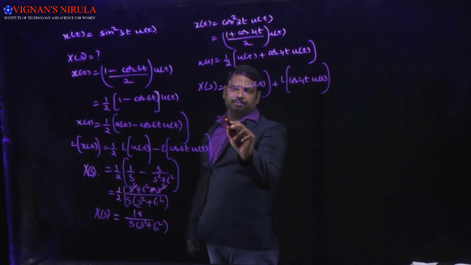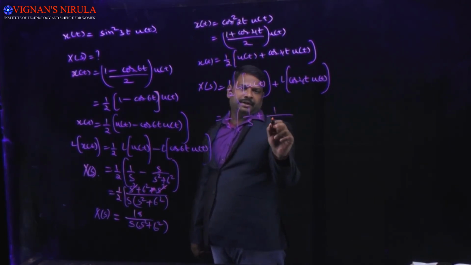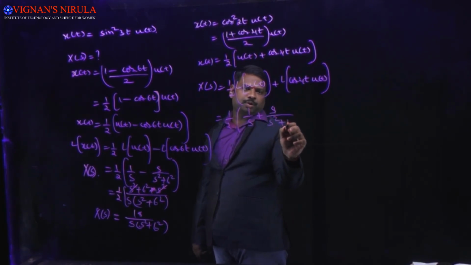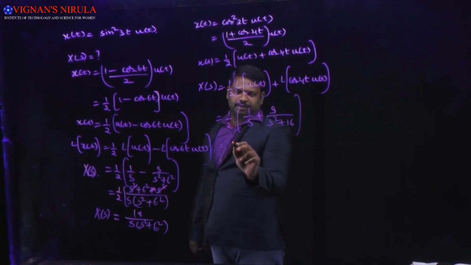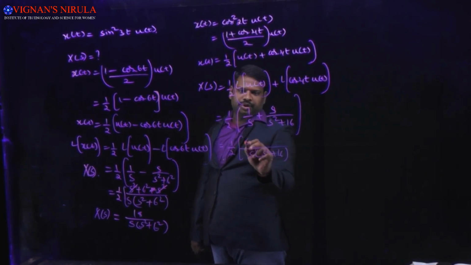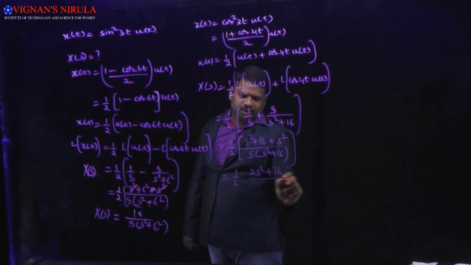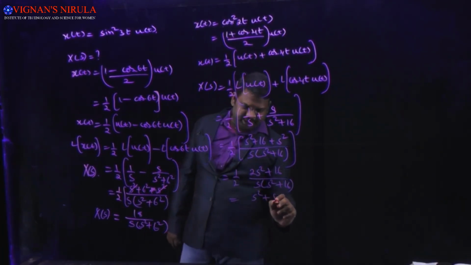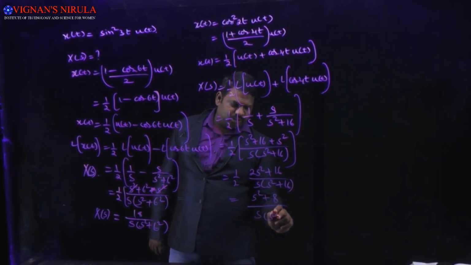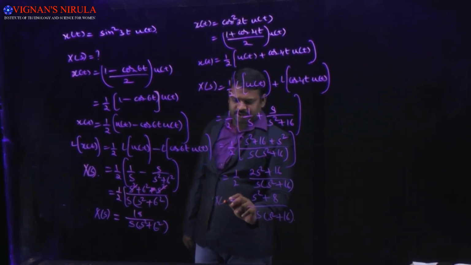Therefore, when we write the Laplace transforms, it is 1 by s plus s by (s square plus 4 square), and 4 square is 16. When we take the LCM, it is 1 by 2 into (s square plus 16 plus s square) by s into (s square plus 16). Therefore, 1 by 2 into (2s square plus 16). Take the 2 common and cancel it. Therefore, it is (s square plus 8) by s into (s square plus 16). Okay, that's it. That is your Laplace transform x of s.